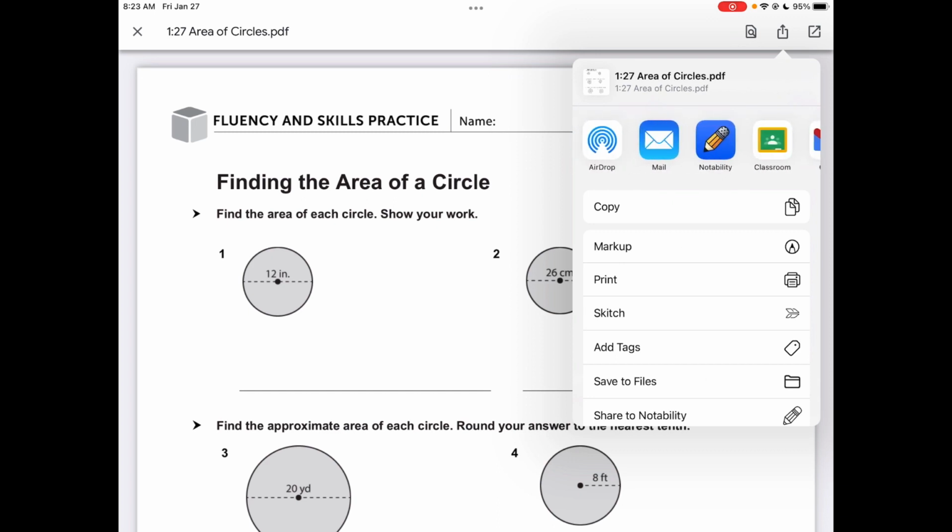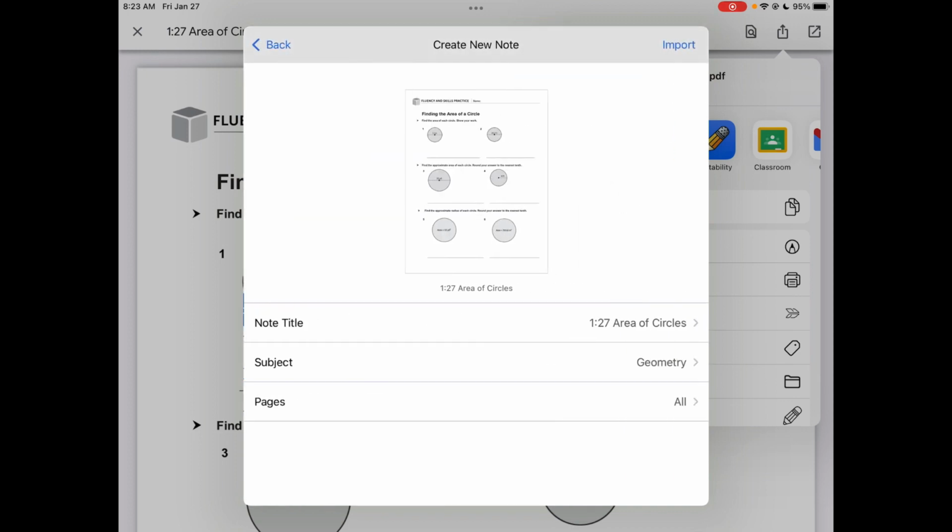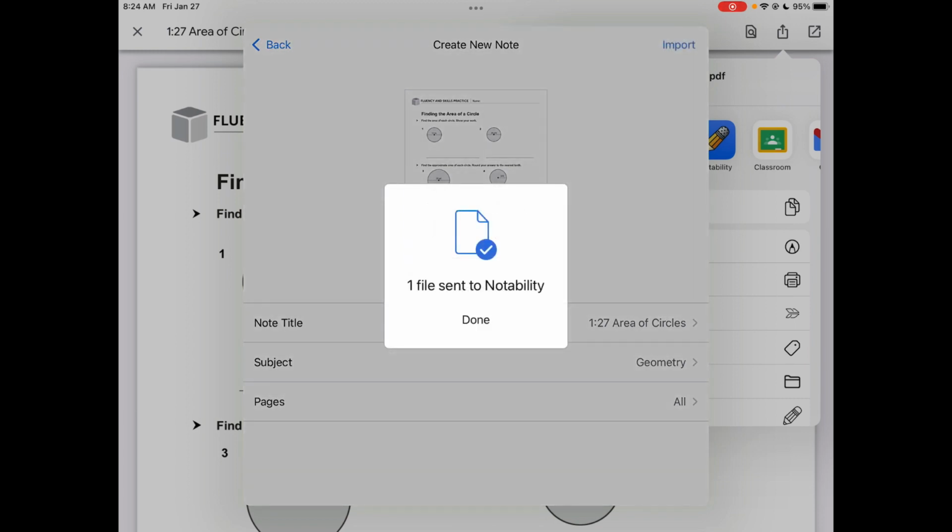Now, I recommend sending it to Notability because it's nice and easy to write on. It saves the PDF. Then you can split screen with your Google form later. So you can, I would say, create a new note so it doesn't get lost with something. It'll give it the same title that we have, so 127 area of circles. That'll make it really easy to find. Then you just say import. It'll say, oh, it's sent to Notability.